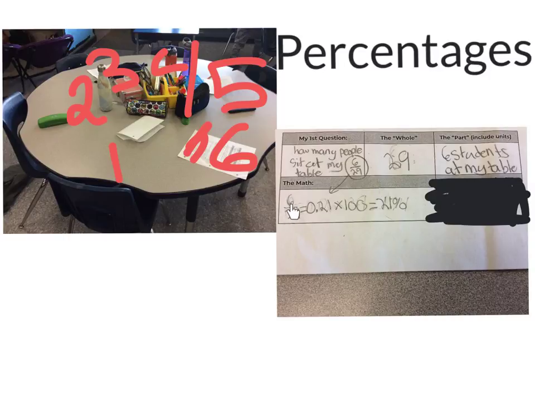So first we'd have to do 6 out of 29 equals 0.21, and then you have to multiply it by 100, which will equal 21%.